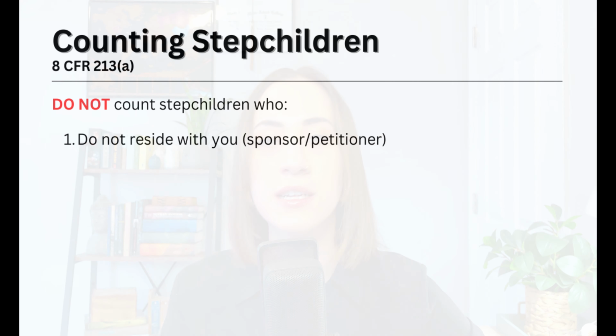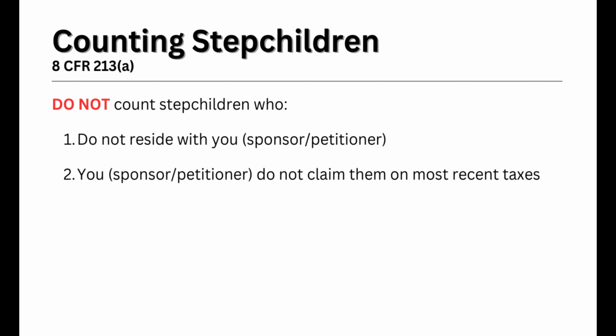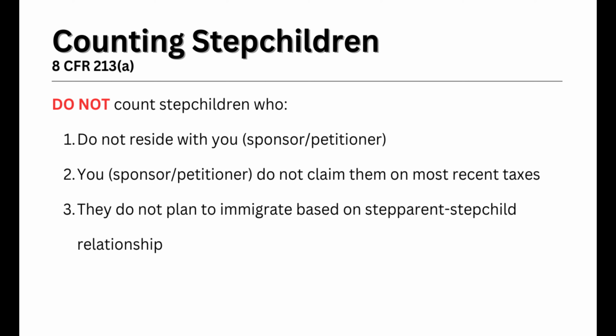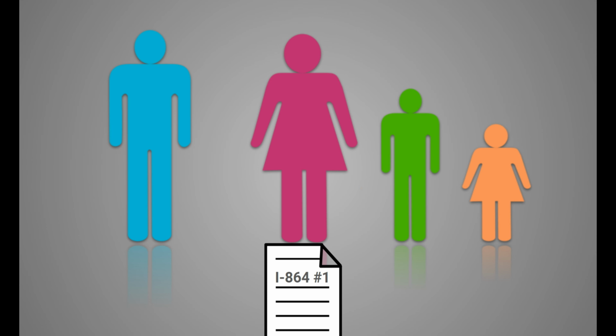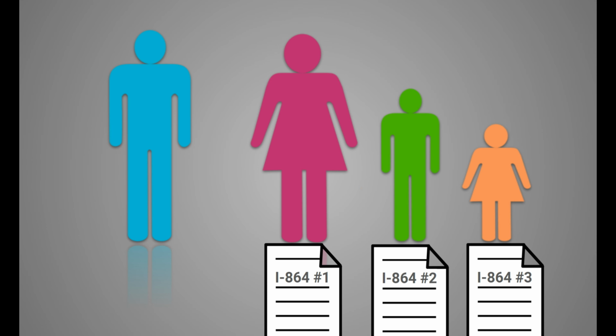So the only time a sponsor, I'm referring to both the petitioning sponsors and any joint sponsors, would not count their stepchild in the household size is if the stepchild meets all three guidelines. 1. The stepchild does not reside with the sponsor. 2. The stepchild is not claimed on the sponsor's most recent tax return. And 3. The stepchild is not planning to immigrate on the basis of a stepchild-step-parent relationship. For example, a U.S. citizen is filing separate petitions for his spouse and stepchildren. As you know, in such a case, a U.S. citizen petitioner will have to submit a separate affidavit of support for the spouse and each of the sponsored stepchildren.